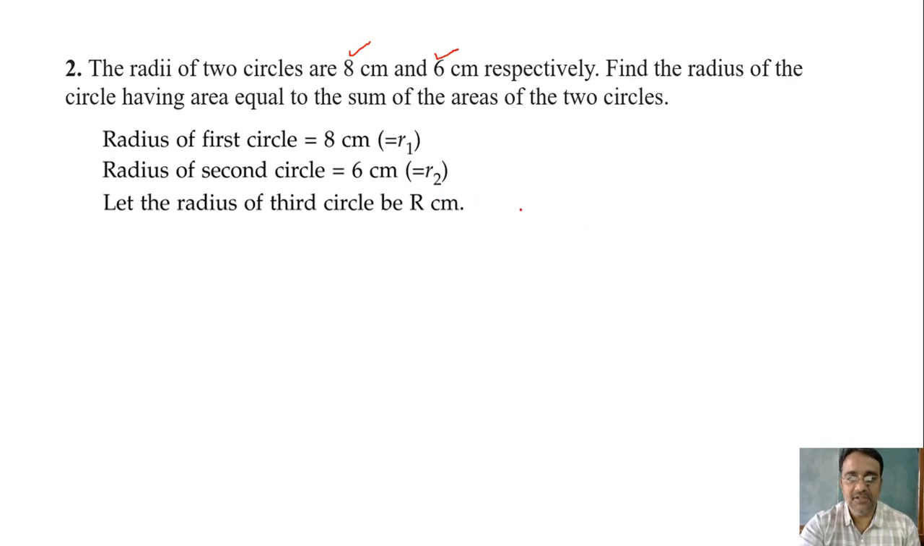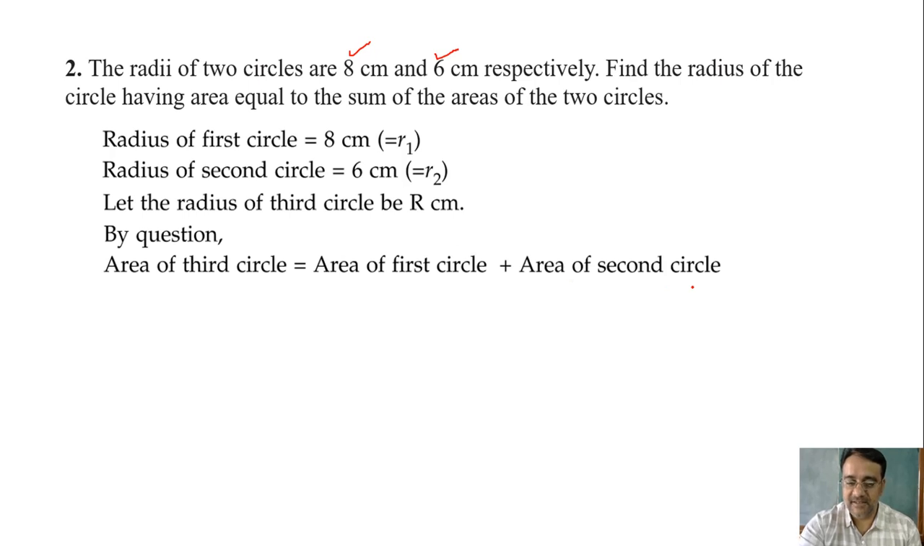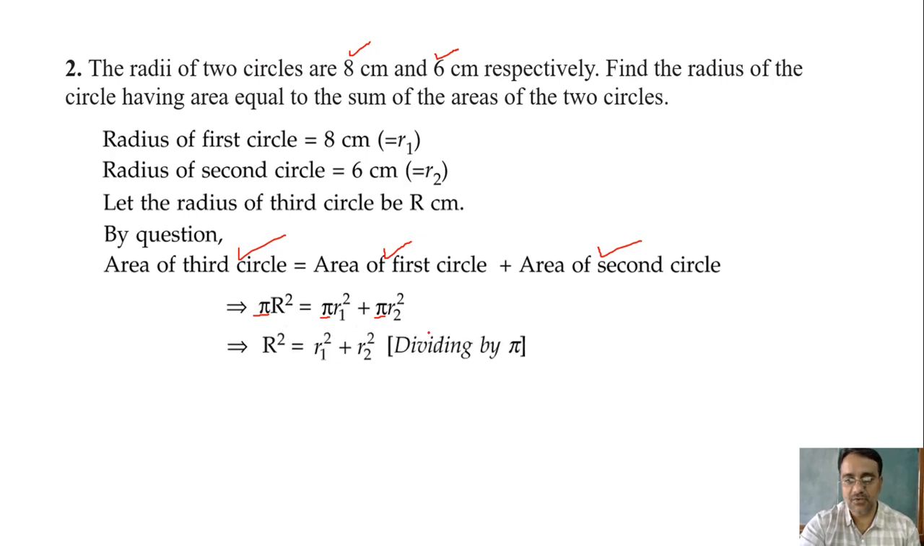Now according to the question, area of third circle will be equal to area of first circle plus area of second circle. So pi capital R square is equal to pi R1 square plus pi R2 square. Now we'll divide all terms by pi. So we'll get capital R square is equal to R1 square plus R2 square. And this is 8 square 64 and this is 6 square 36. So 64 plus 36 will get 100. And what is the value of R?